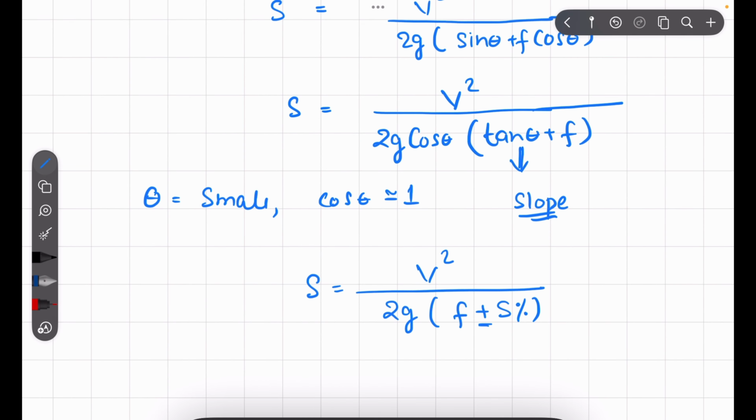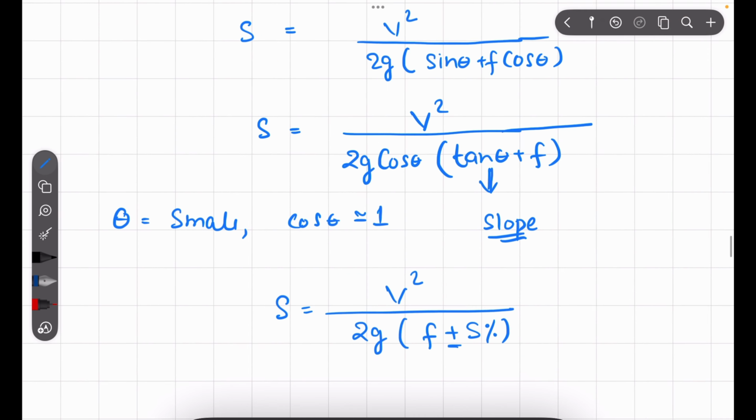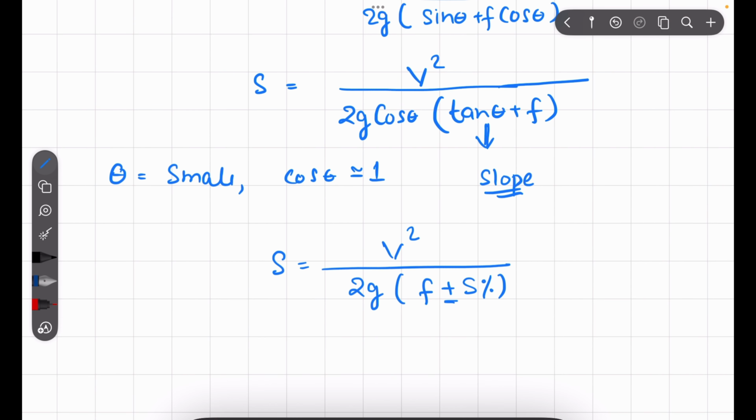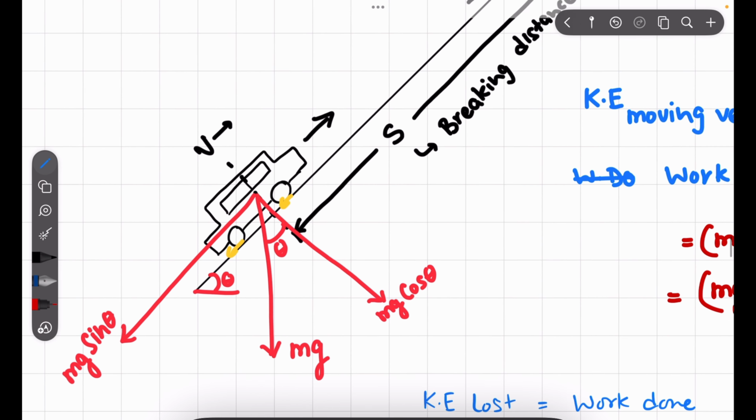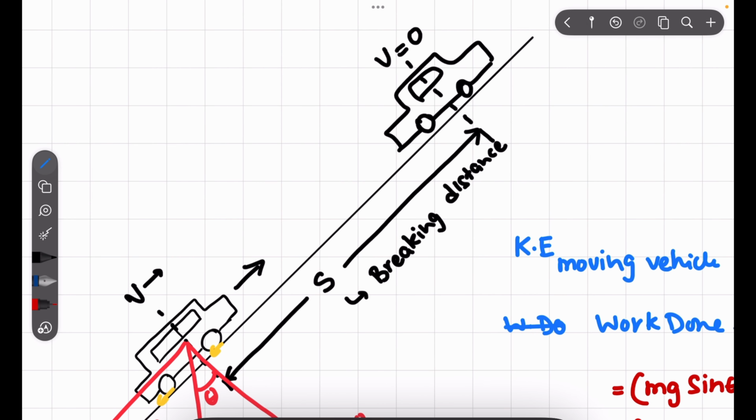Now, since I've taken s as the braking distance, I'll just change this into n. Okay, I'll change this to n. So here this slope is basically contributing to the braking, right? That is why we have taken it as a plus.